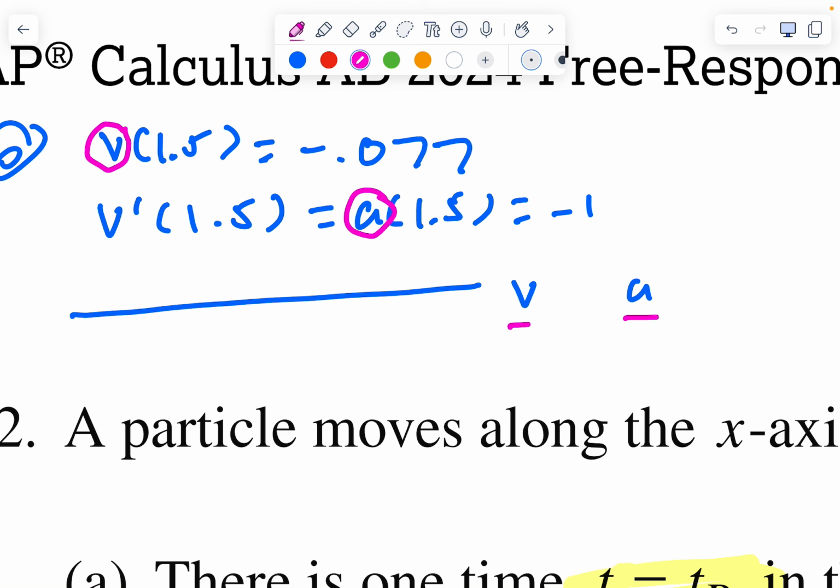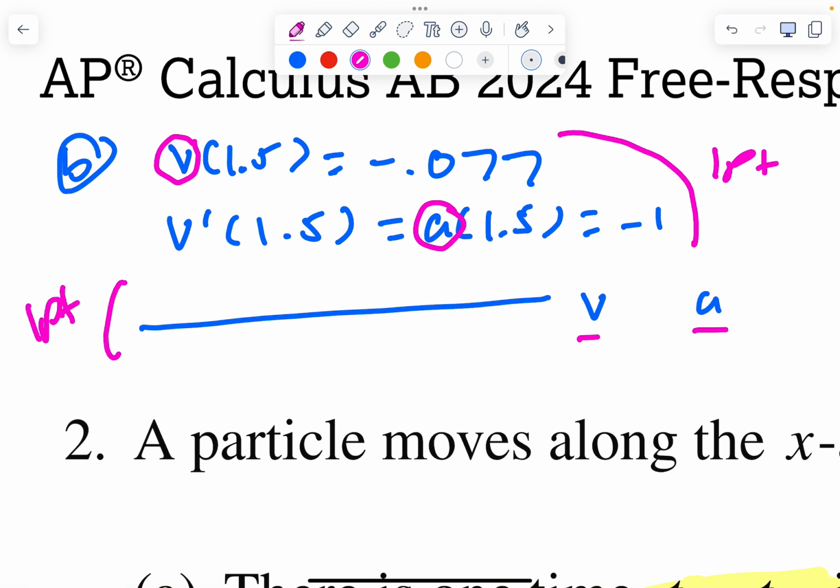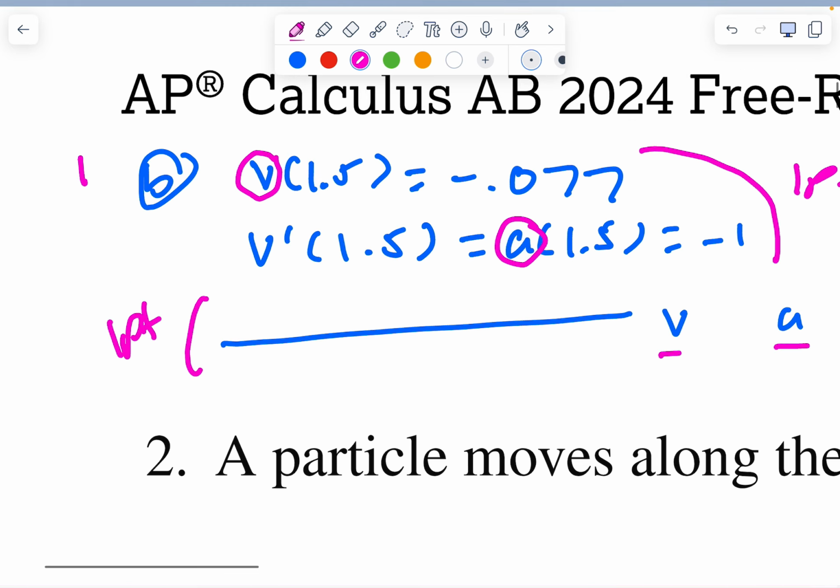Okay? So let's talk about our points. Having our velocity and acceleration both being negative is 1 point. And then the phrase that we just talked about is going to be another point. So if you're like, hey, I can get part B right for both of them, give yourself 2 tallies.